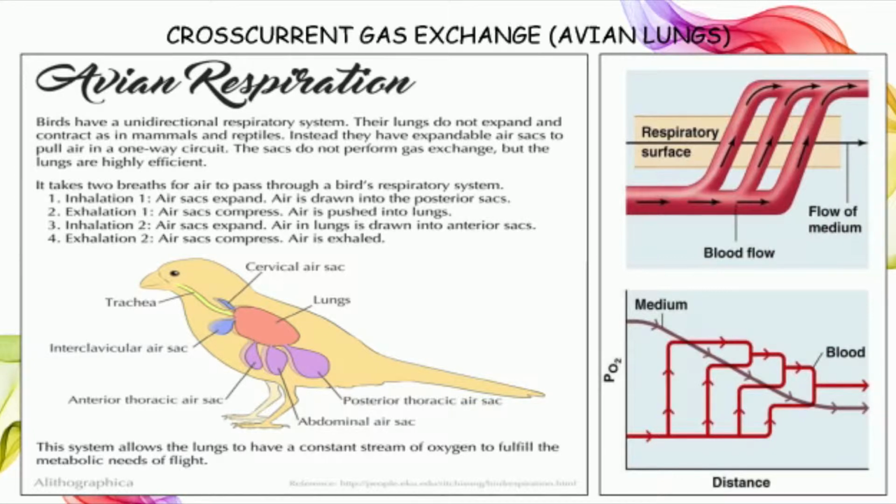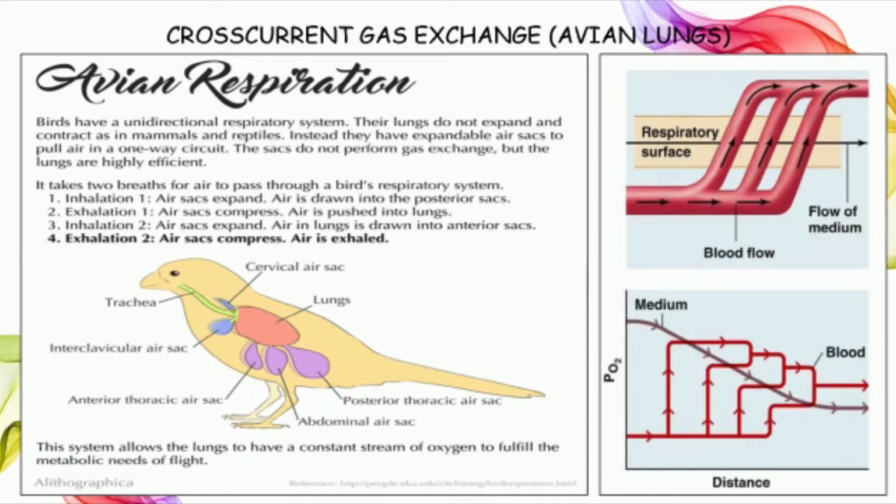In the first inhalation, the air sacs expand. Air is drawn into the posterior sacs. Then, exhalation 1: the air sacs compress, so the air is pushed into the lungs. Inhalation 2: the air sacs expand again. Air in the lungs is drawn into the anterior sacs. Exhalation number 2: air sacs compress. The air is exhaled.